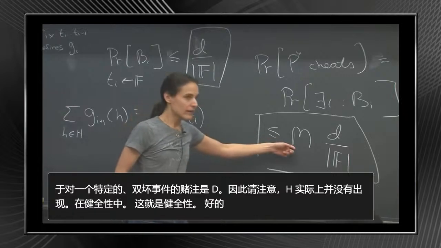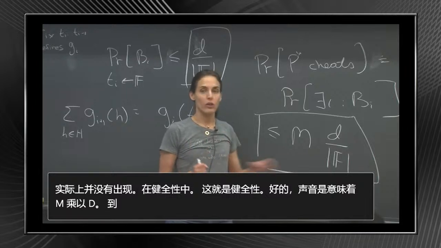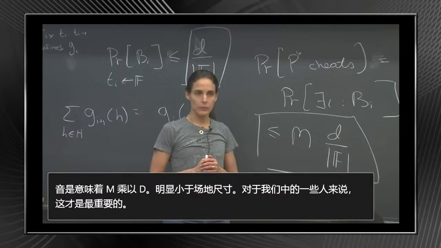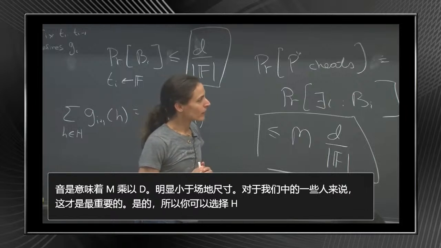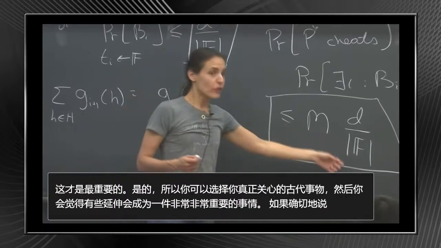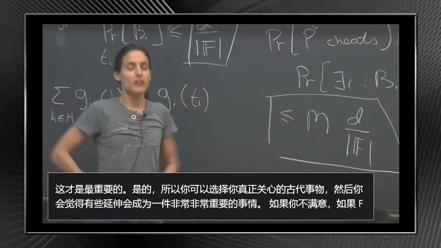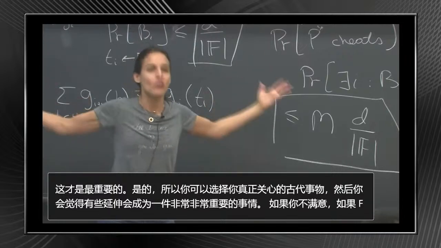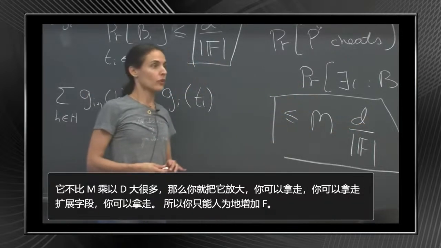So the soundness needs m times d to be significantly smaller than the field size. That's all that's important for soundness. Yeah? So is the point that you can pick an H that you actually care about, and then have some other field F, a really big field? Exactly. So the point is, if F is not much bigger than m times d, then you just make it bigger. You can take extension fields, so you artificially increase F so that F will be much larger than m times d, and hence you'll get a small soundness error.